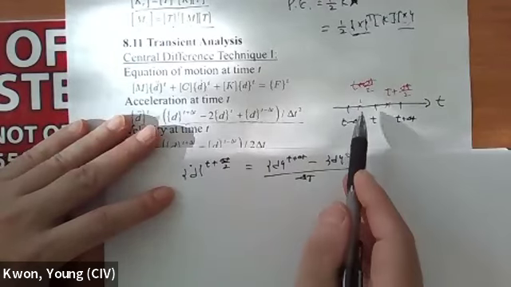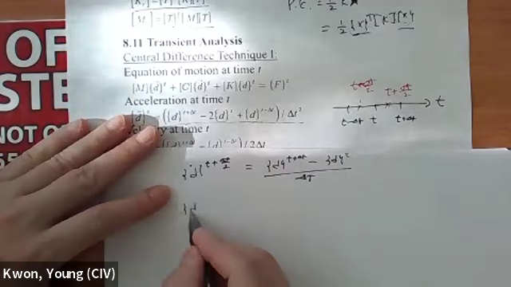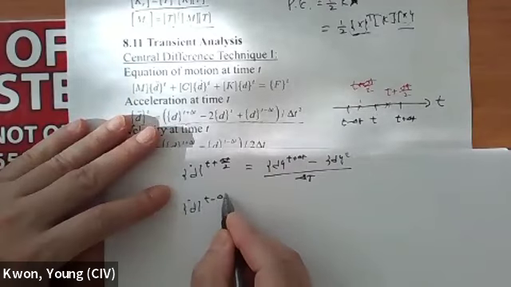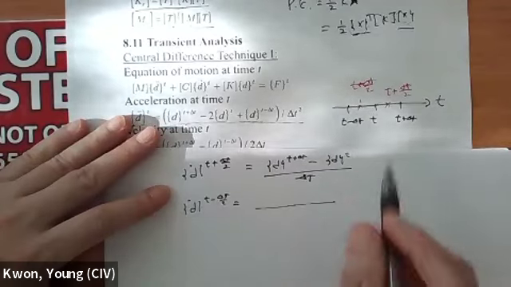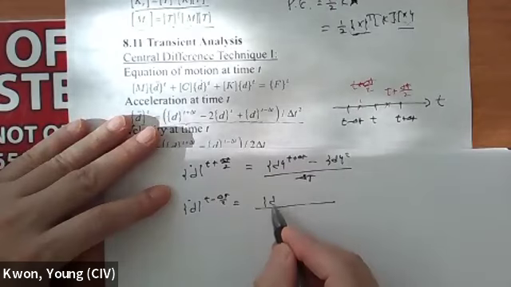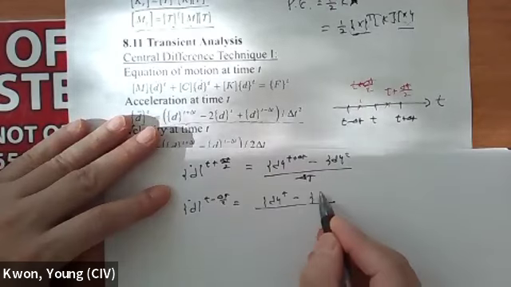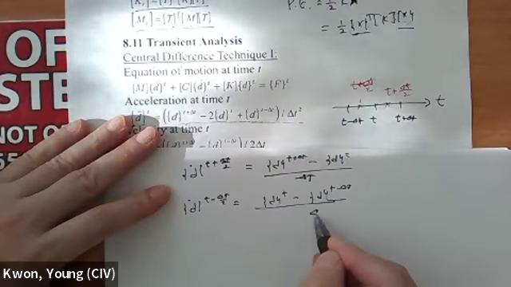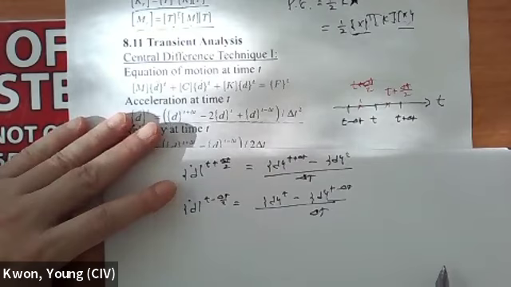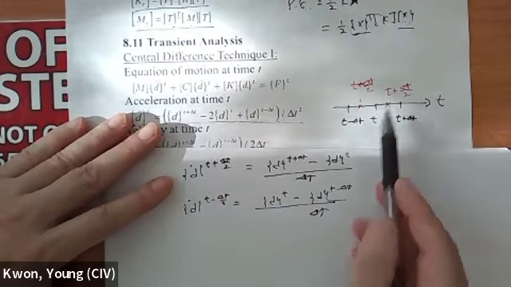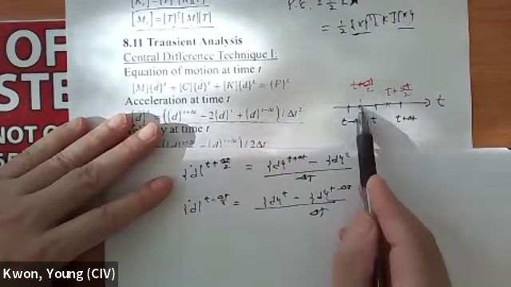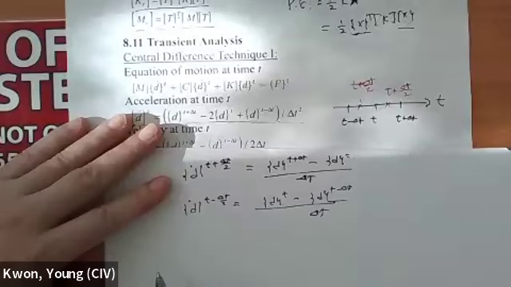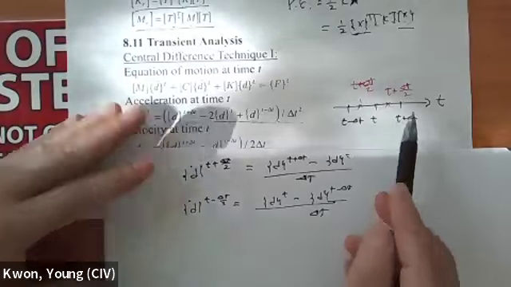Now, we do same thing for here. Velocity at t minus delta t over 2 is now d(t) minus d(t minus delta t) over delta t, right? Correct? That's the central difference between the two. That's the velocity in here.